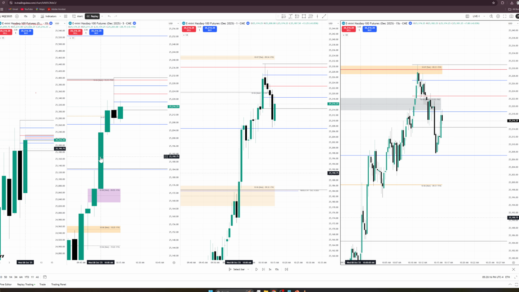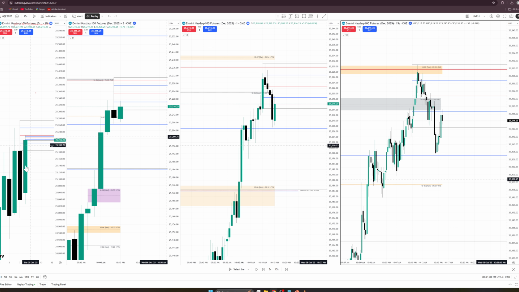So I'll just place my cursor on this candle and you can see the opening price and low of the candle are the same, 25,174.25. So whenever any candle does not have any wick, it will act as liquidity. So the bottom of this candle will act as liquidity, but at the same time you have this fair value gap.